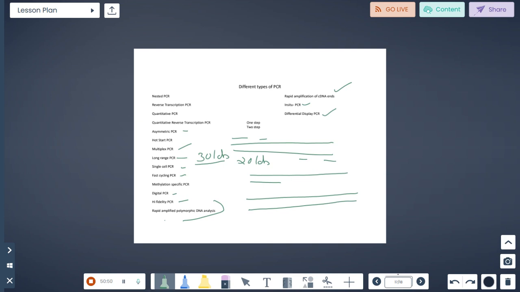Quantitative reverse transcription PCR is done as a one-step process and a two-step process. In the one-step process, you are not setting up the reaction in two different steps. For the reverse transcription PCR, everything will be added in a tube and it will continue. The two-step process means first using the RNA, a cDNA is made, then that cDNA is diluted and you will do a normal PCR. That is why it is called a two-step process.